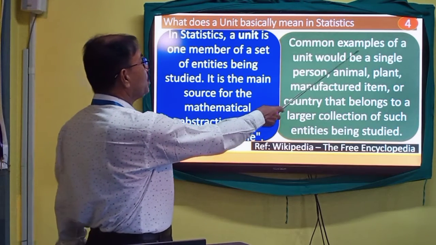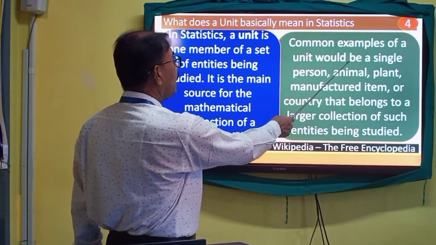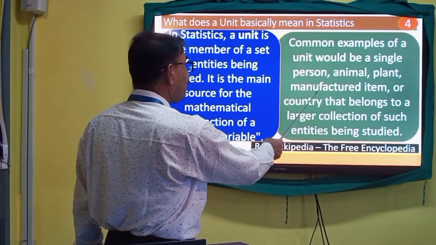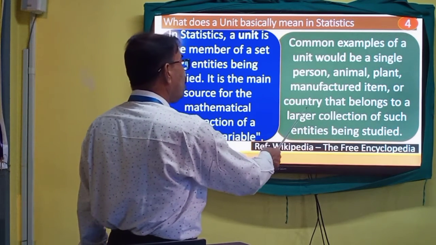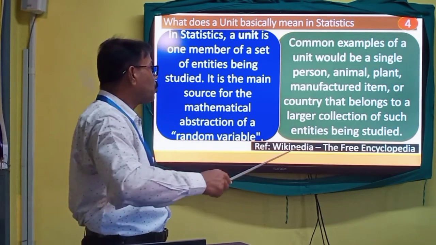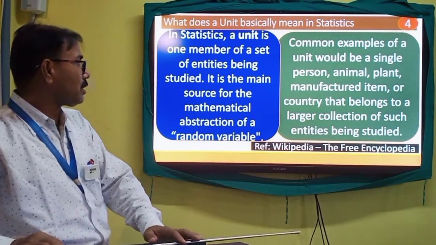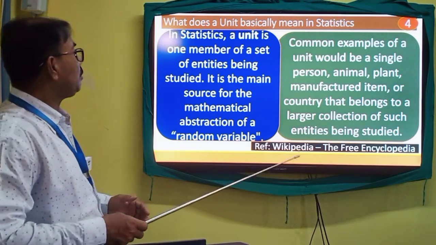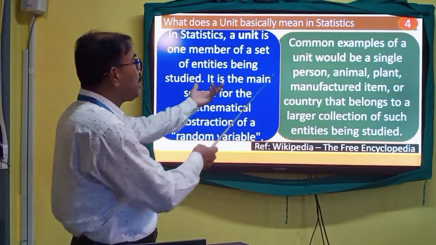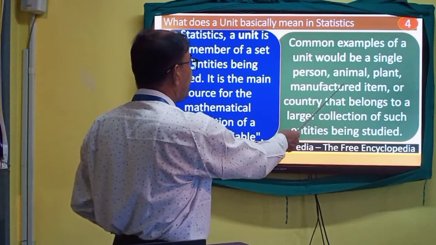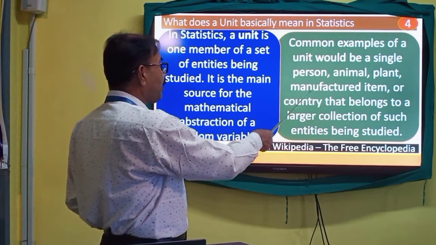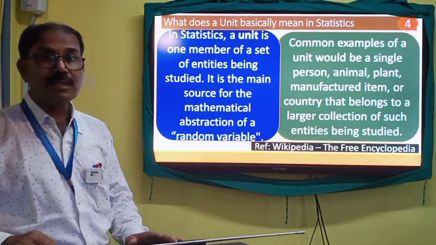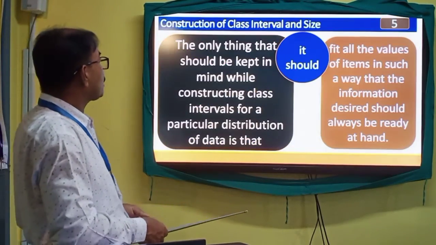Common examples of a unit would be a single person, animal, plant, manufactured item, or country that belongs to a large collection of such entities being studied. By the term unit, we may mean a person, animal, plant, manufactured item, or country. Let us see the next slide.